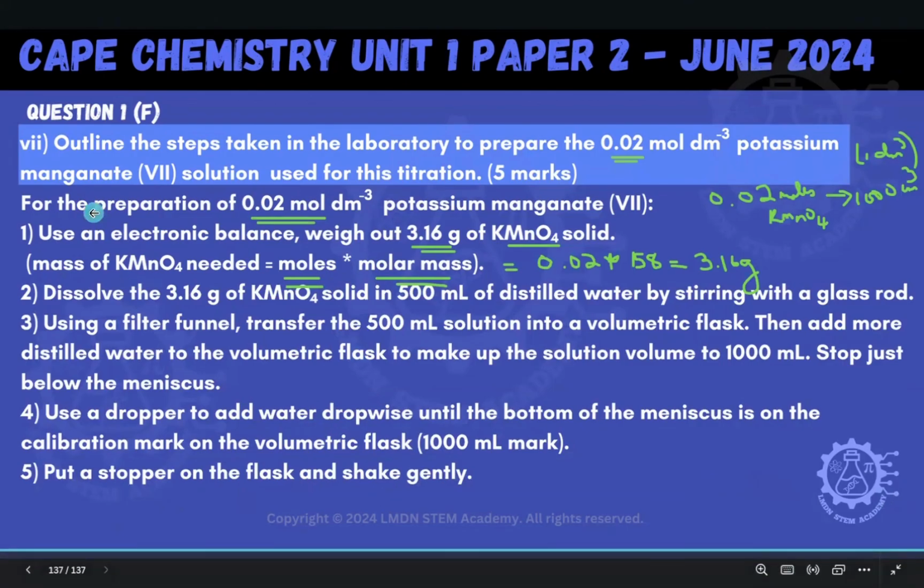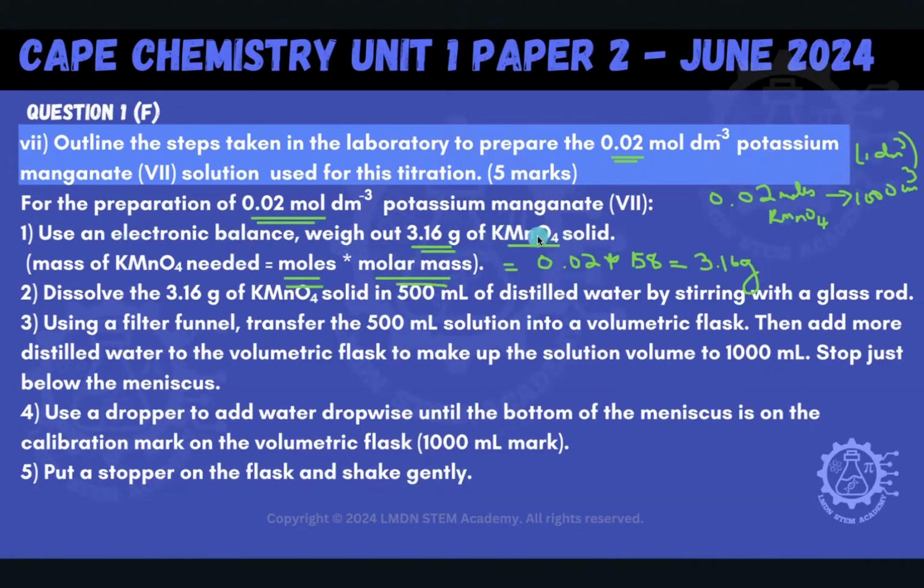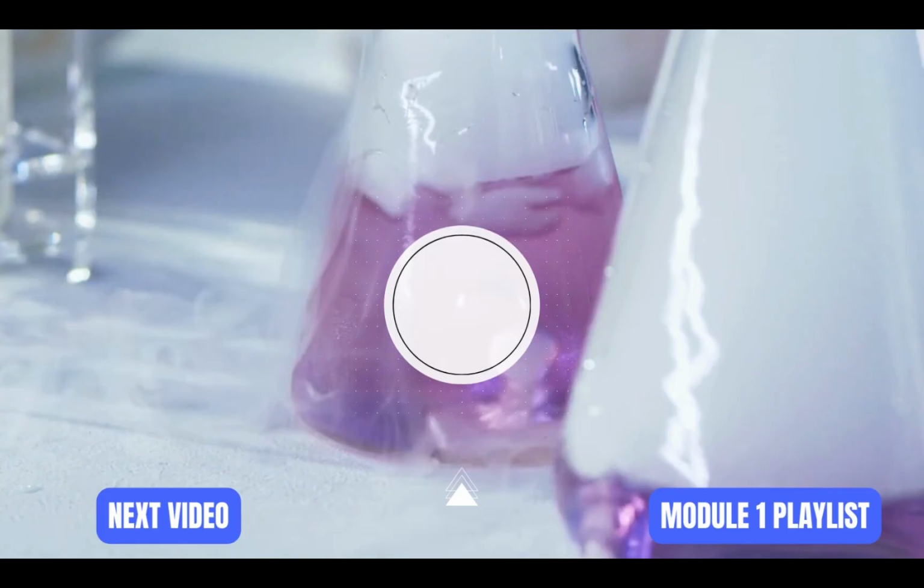So these are the steps that we would take, pretty standard steps that we would take in making a standard solution. The very important thing here to note though is that you need to know what mass of the KMnO4 solid you would need to weigh out, and you can calculate that by using what the concentration of the potassium manganate solution needs to be, and by using the molar mass of the potassium manganate, okay? And so with that, we've come to the end of this question.